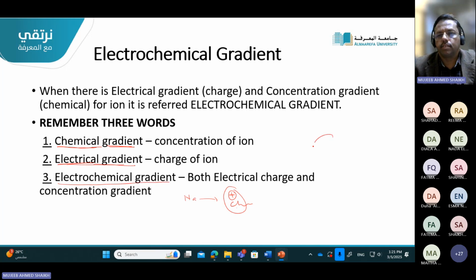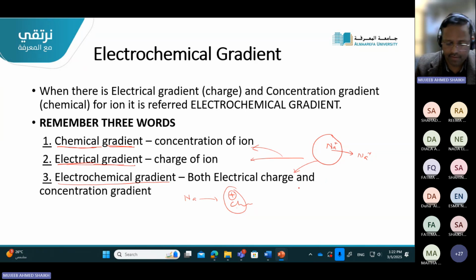So whenever any electrically charged substance moves out of a cell, let's say sodium moves out, this is creating a chemical change. This is creating an electrical change, and combined it is creating an electrochemical change, or an electrochemical gradient. Why do we have to remember this electrochemical gradient? Because in many places in the human body, this electrochemical gradient is the cause of excitation.